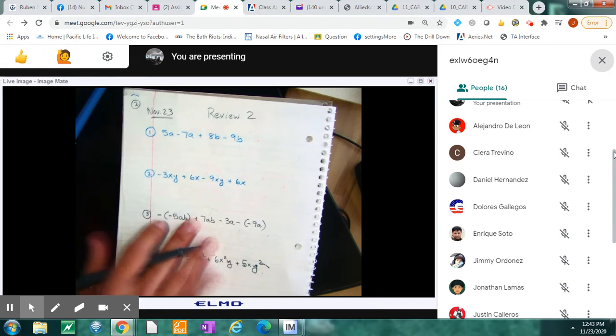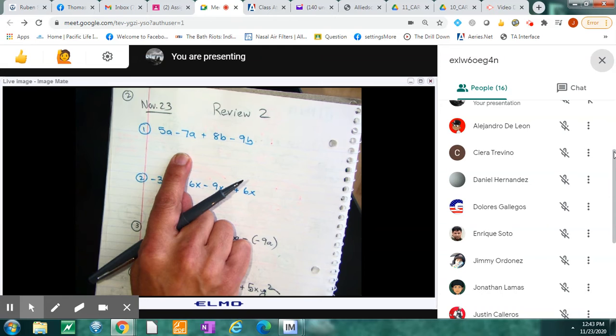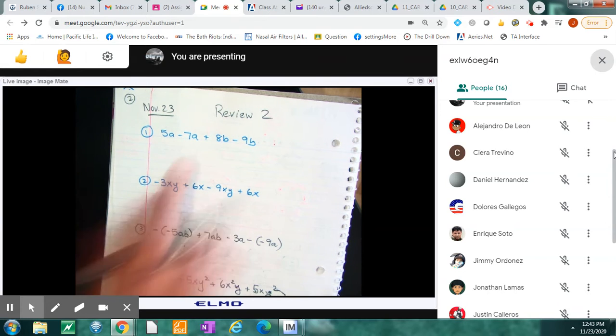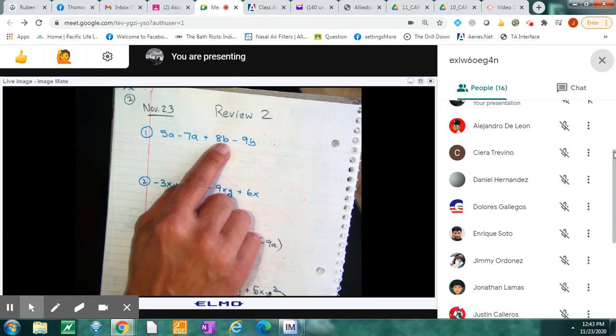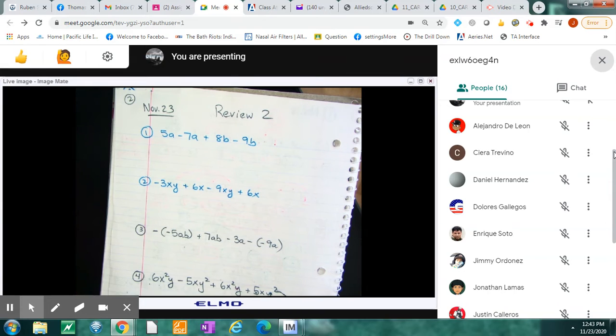So remember, there's no multiplication, right? There's no parentheses. So obviously, what you're going to do is combine like terms. Each of these is a term. There are 4 terms. Some have A, some have B. So you combine the ones that are like terms.